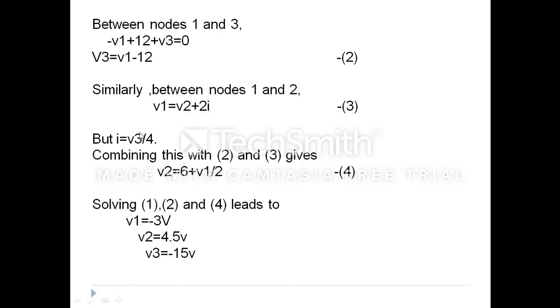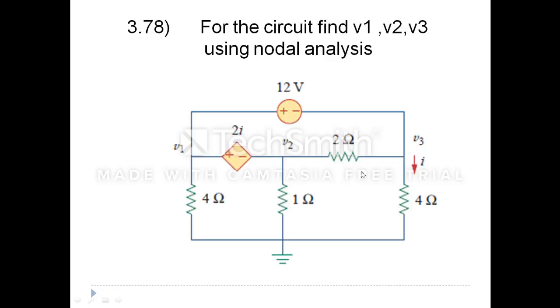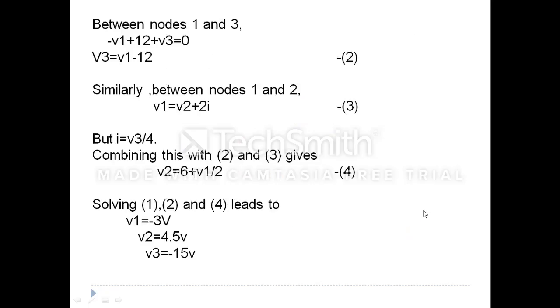But I is equal to V3 by 4. As you can see here, I current is flowing this way and here the voltage is V3. So V equal to IR, so I equal to V3 by R. Here R is 4. So I is equal to V3 by 4.